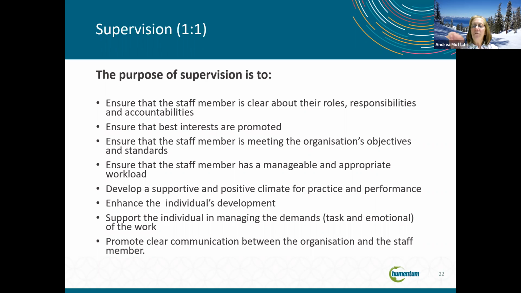It's about therefore feeding into organisation objectives. It's about ensuring people have manageable and appropriate workload. So where does this fit into your agenda? It's about creating that supportive climate for practice and performance. It's that mutual trust thing, people's development, supporting individuals in managing the demands, task and emotional, promoting clear communication.